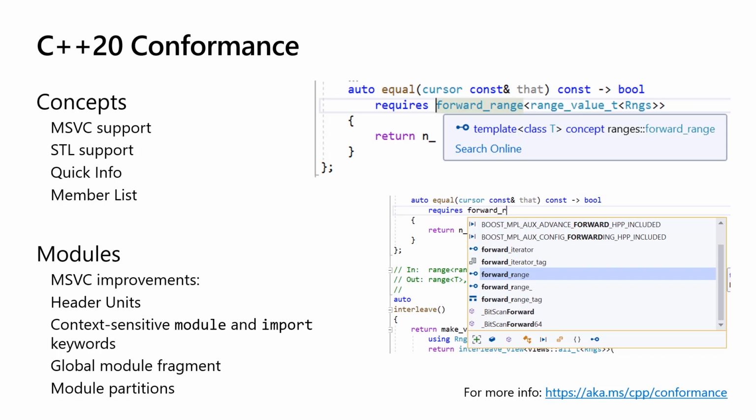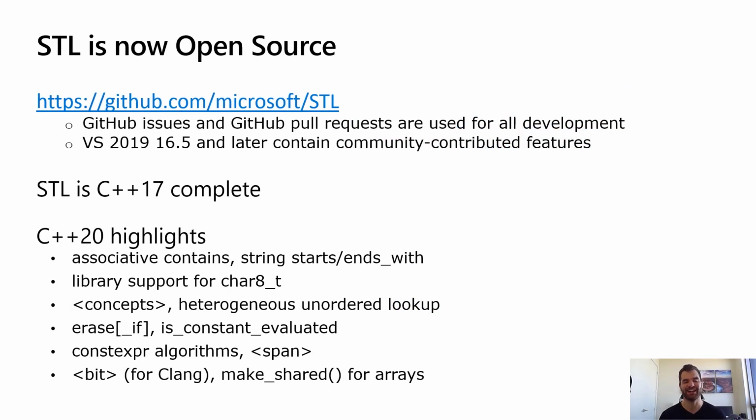Now, speaking of language conformance, let's talk about the STL. Microsoft's implementation of the standard library is now open source. You can go to that GitHub link that I've posted here, and all of our development happens through GitHub issues and pull requests now. It's designed for the MSVC toolset, and it works with the MSVC compiler chain, and it also supports Clang and the EDG compiler. We've completed C++17 support. We're C++17 complete, and here are the C++20 highlights that we've recently added on this slide here.